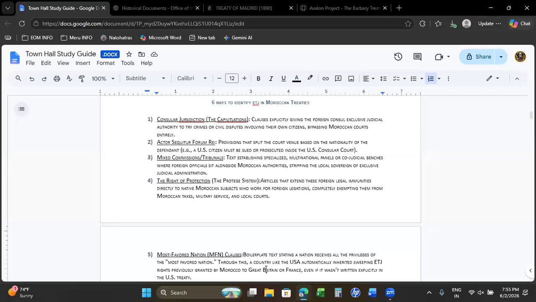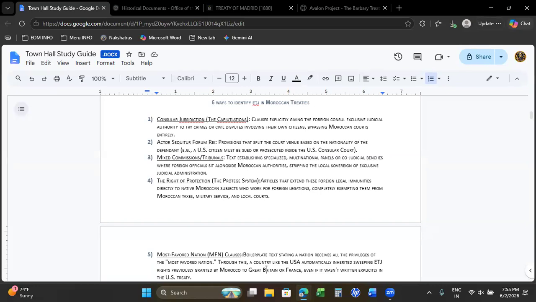3. Mixed commissions, tribunals: texts establishing specialized multinational panels or co-judicial benches where foreign officials sit alongside Moroccan authorities, stripping the local sovereign of exclusive judicial administration. 4. The right of protection, the protege system: articles that extend these foreign legal immunities directly to native Moroccan subjects who work for foreign legations, completely exempting them from Moroccan taxes, military service, and local courts.